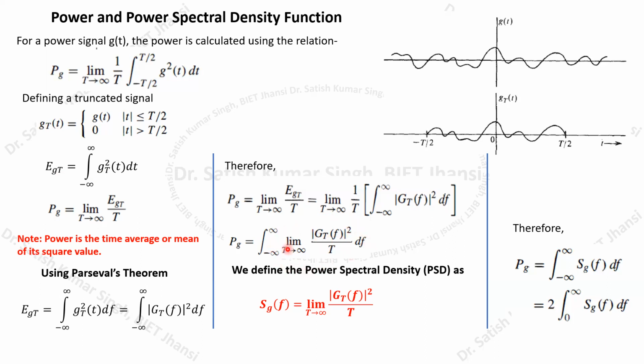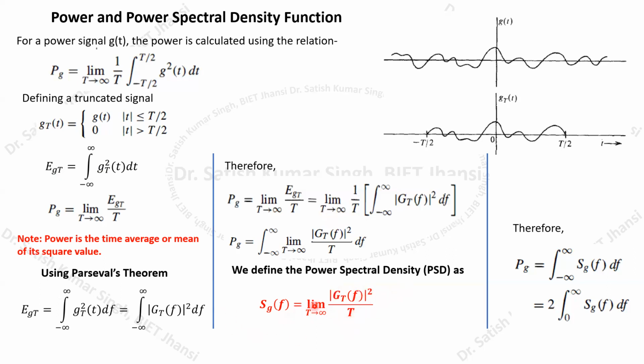And altogether this term, limit T tends to infinity of mod of G_T(f) whole square by T, is mathematically defined as the power spectral density function, right? This is defined as the power spectral density function, S_g(f). Mathematically, S_g(f) equals limit T tends to infinity of mod of G_T(f) whole square upon T.